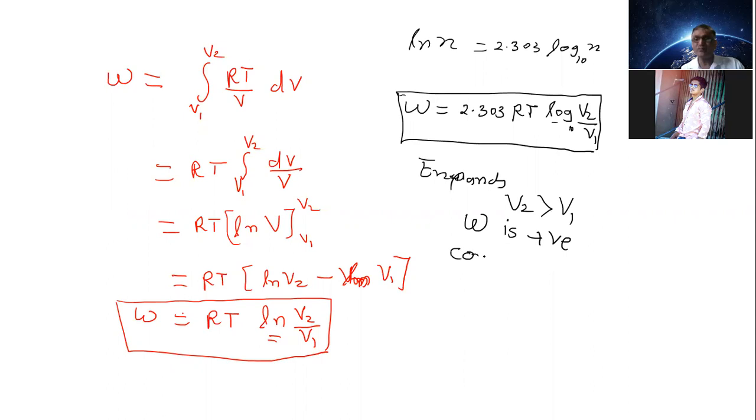When the gas compresses, when there is a compression, then V2 is less than V1, and in that case W is negative. त्यावेळेला W ची व्हॅल्यू ही निगेटिव्ह राहील. लक्षात.